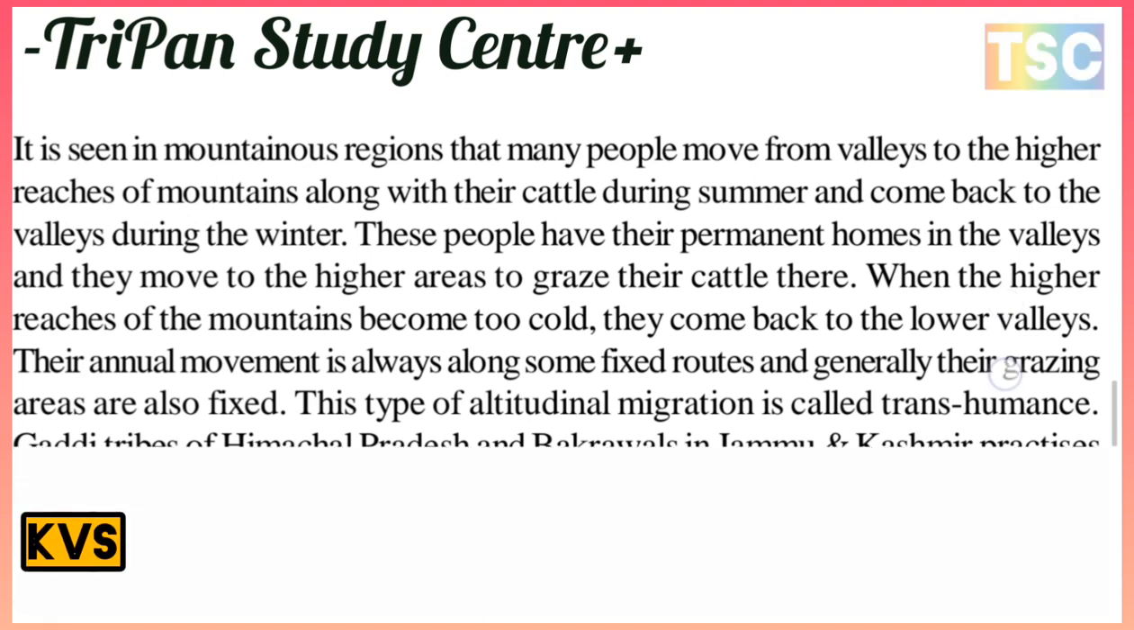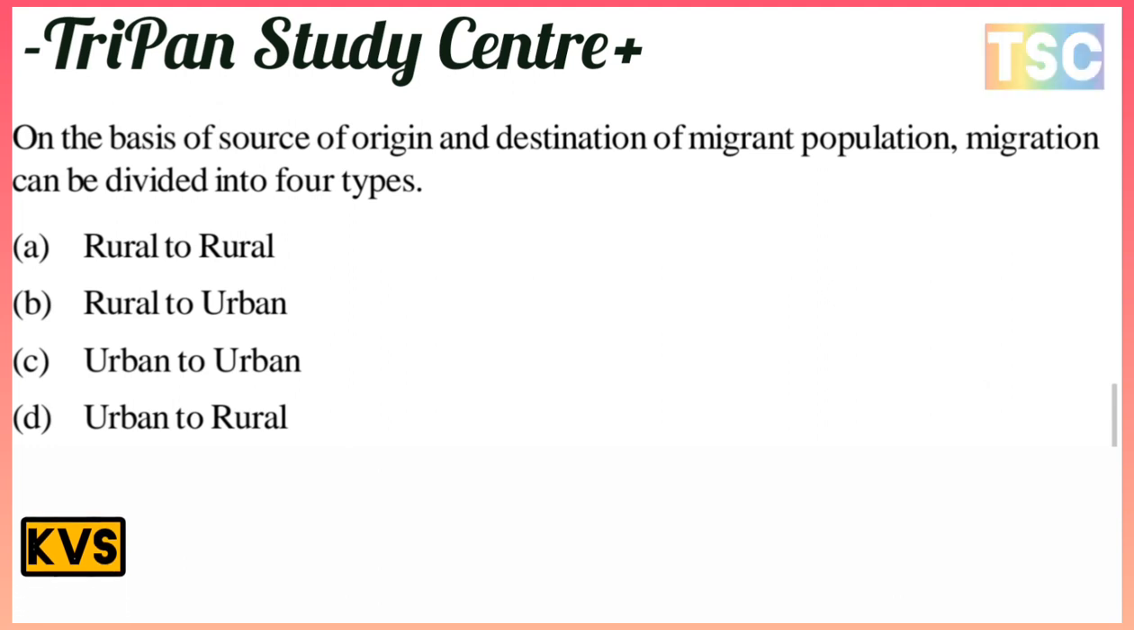Next, types of migration. On the basis of the source of origin and destination of the migrant population, migration can be divided into four types: rural to rural, rural to urban, urban to urban, and urban to rural. These are the four most important types of migration.